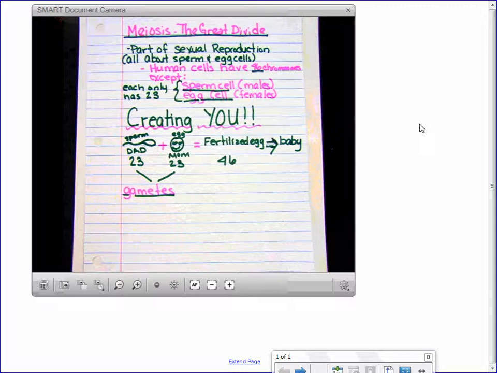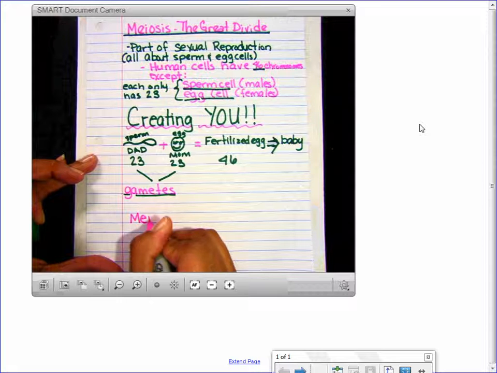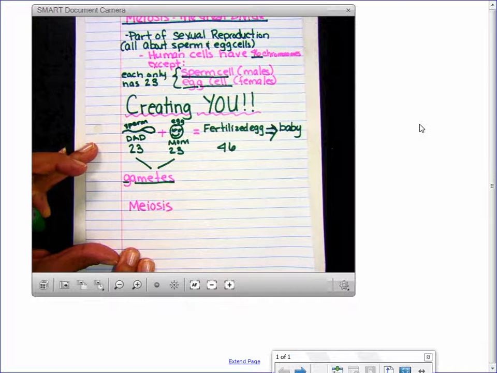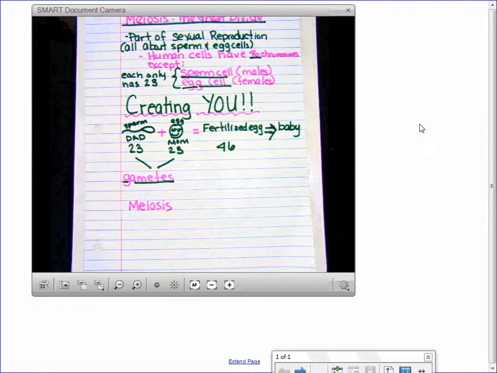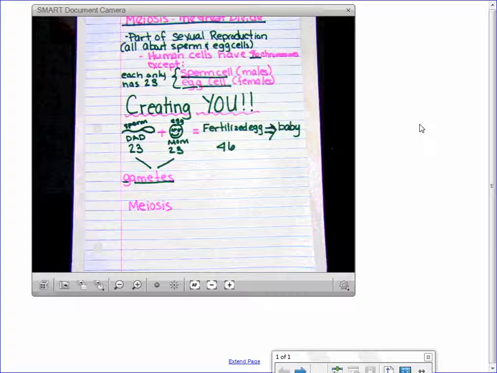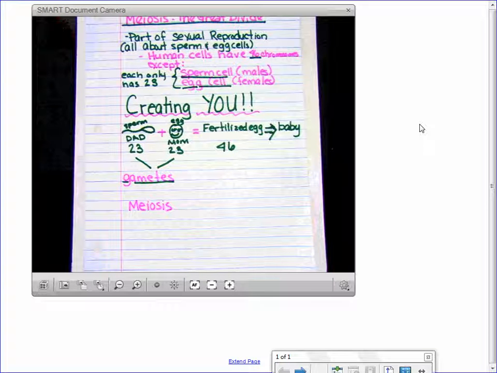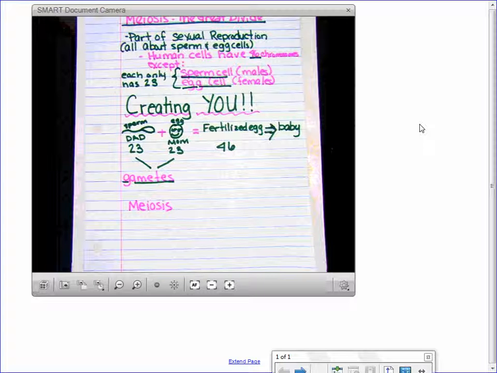So, meiosis, unlike mitosis. Why does mitosis happen? To repair, to grow, not to reproduce, replace. Meiosis is not to grow, repair, replace. It's all about sexual reproduction. So it's all about the sperm and the egg. Mitosis is not sexual reproduction. It's asexual reproduction. It doesn't need two different cells to do this. It all happens from one cell. Meiosis needs two different cells, but it does start from that one cell.